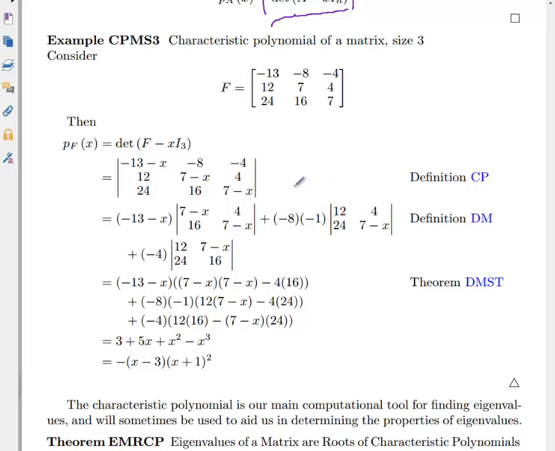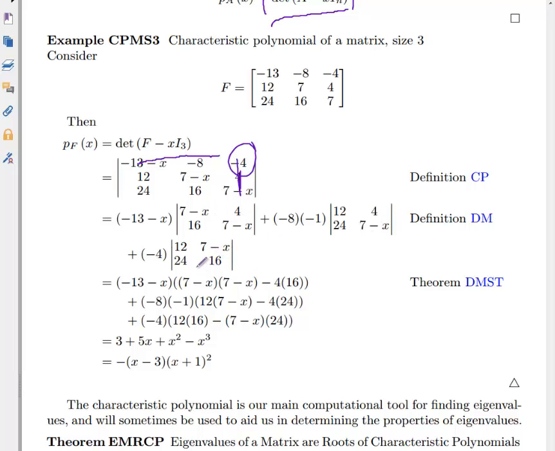and then the next term is going to be times minus 8 times minus 1 to the 1 plus 2 times the determinant of the submatrix, which is obtained by crossing out the row and the column. So that's 12, 4, 24, 7 minus x. Okay, and this is going to be plus minus 4, and then that's first row, third column, so that's going to be a plus. Okay, and then we cross out the last row, last column. So we take this minus 4 and multiply by that matrix. Okay, and then we can do these 2 by 2 submatrices.